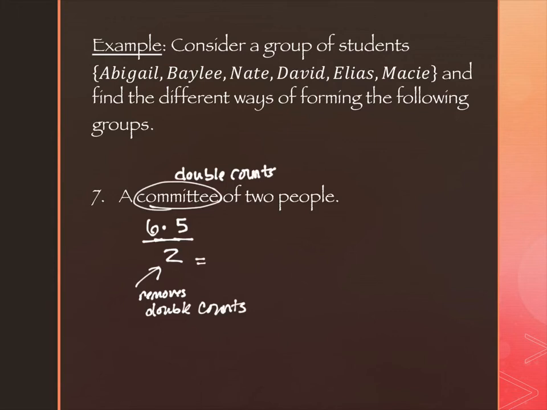And sure enough, if I take my 6 times my 5, which is 30, and divide by 2, I get 15, which is exactly what I had last time. 15 different ways this can happen, or 15 different committees, whatever. Okay, so I wanted to show you the connection with what we did before and how this can be used and makes the process a lot quicker.